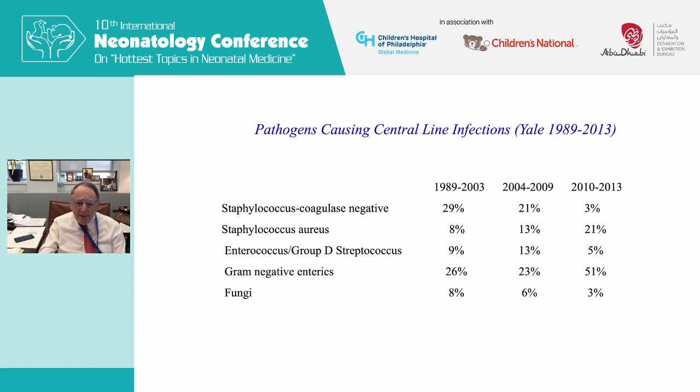So they broke it down to three different time periods, 89 through 2003, 2004 to 2009, and then most recently, 2010 to 2013. And you see coagulase negative staphylococcus, pretty common, but in this final epoch, it was only 3%. And during that time, Staphylococcus aureus and gram negatives became much more prominent. So what happened in this last epoch?